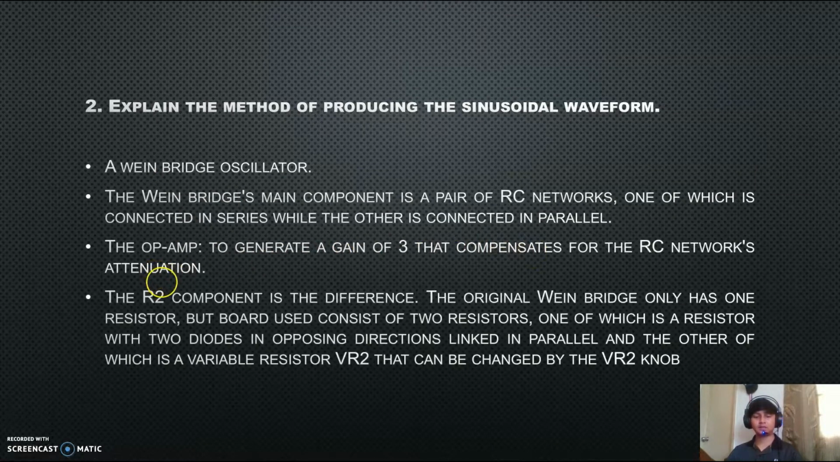The R2 component is the only difference we can see between the basic Wien bridge and the one we use in the lab, which is the ETEK ACS 3005. The original Wien bridge only has one resistor, but the board we used in this lab consists of two resistors, where one is a resistor with two diodes in opposite directions linked in parallel, and the other is the variable resistor VR2 that can be changed by the VR2 knob.